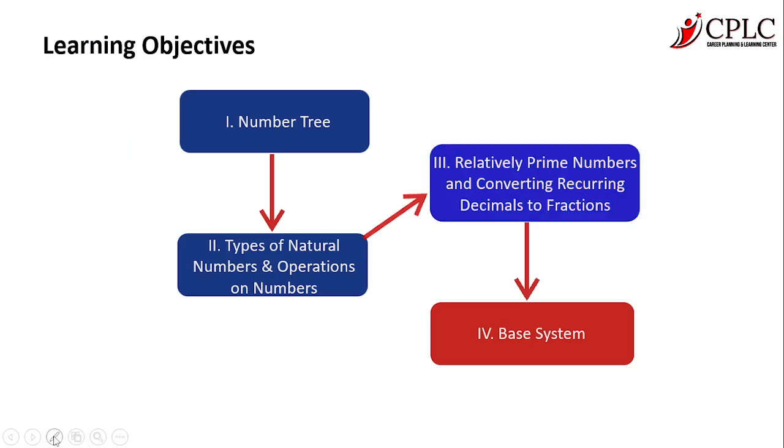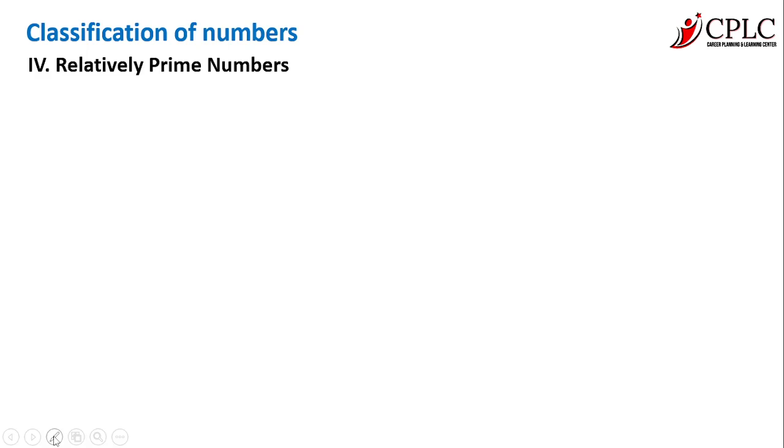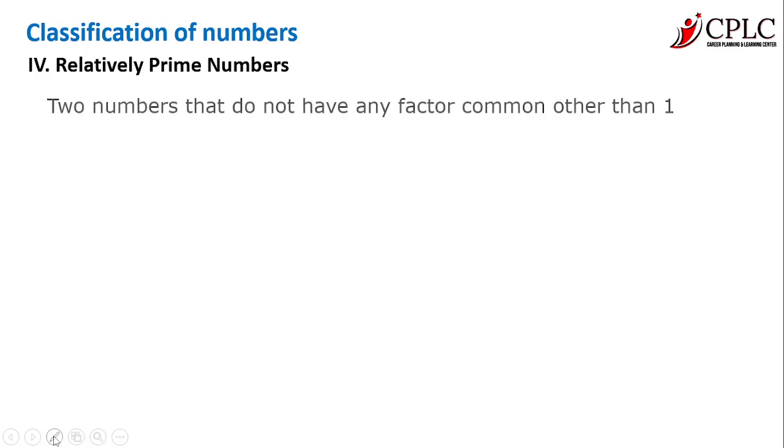Now let's understand the next concept, which is relatively prime numbers, also called co-prime numbers. Now, what is this idea? Very simple. Numbers which have only one common factor between them are called co-prime numbers or relatively prime numbers. Very important, we have to look at common factors, and there should be only one common factor. If they have more than one common factor, then they are not co-prime.